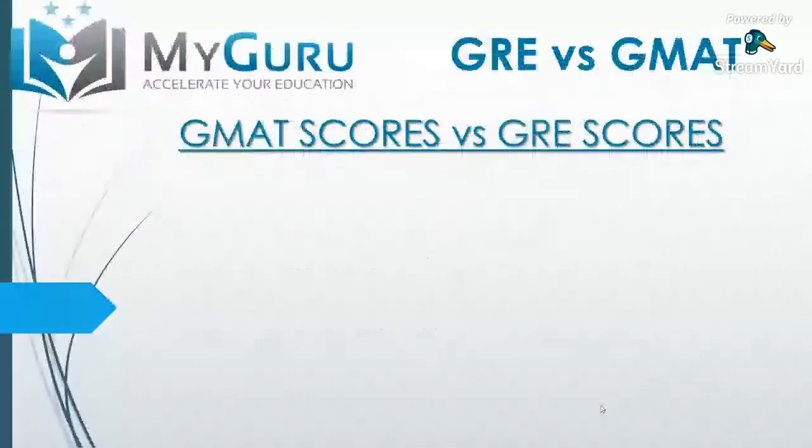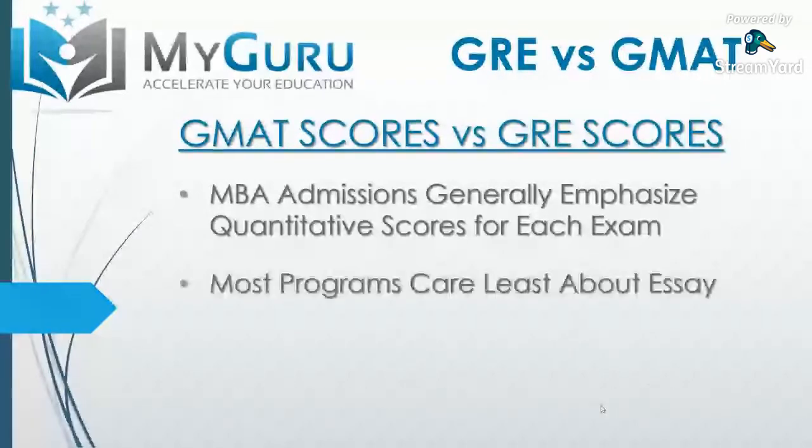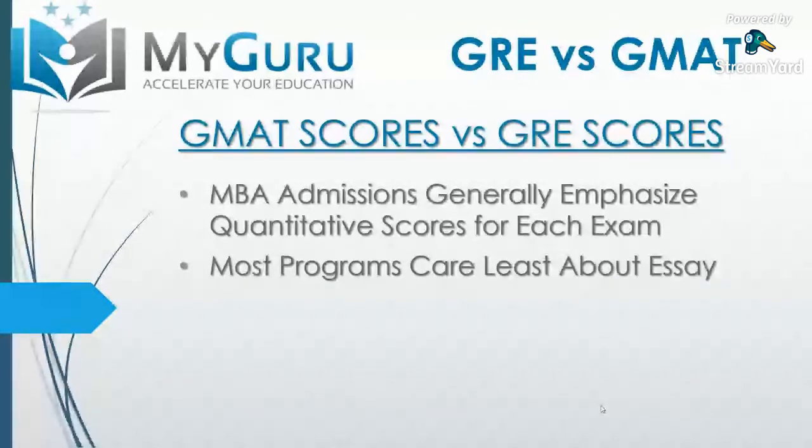So let's talk about the GMAT scores versus GRE scores. Generally, the quantitative scores are emphasized for both exams from a business school perspective. It's just the nature of business degrees. They tend to prioritize quantitative skills over verbal skills. So because of that, they're going to care least about the essay, right? The verbal score itself, they're less interested in, and you're going to have to submit your own essay anyway. That's going to be separate from the standardized testing in order to gain admission, be it a personal statement, case studies, those sorts of things.